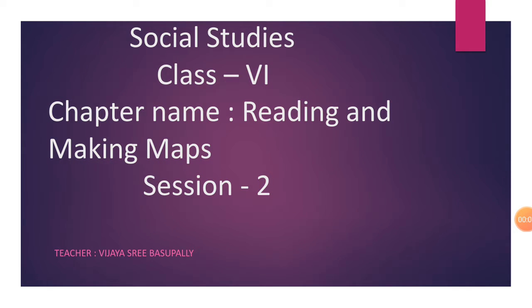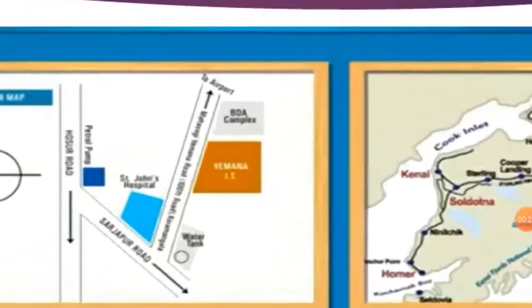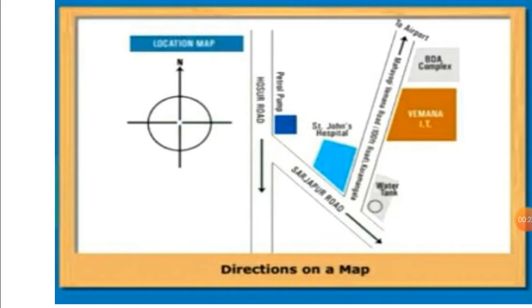Okay, so today let us look at how directions are shown on a map. Directions are indicated on the map by the north-south line with the arrowhead pointing towards the north.